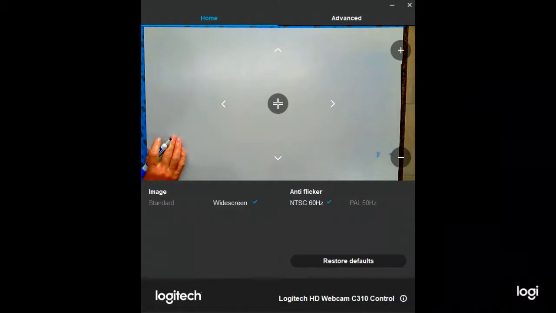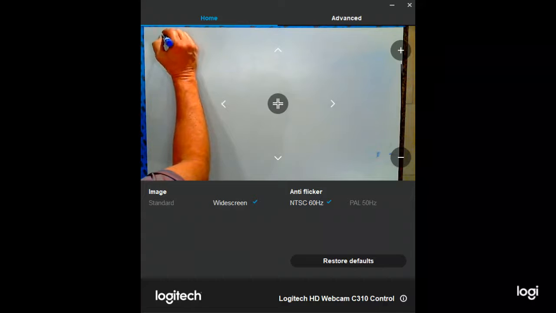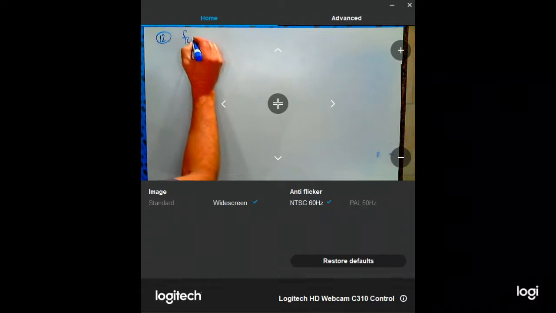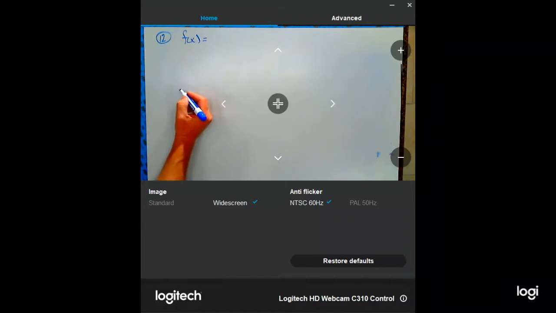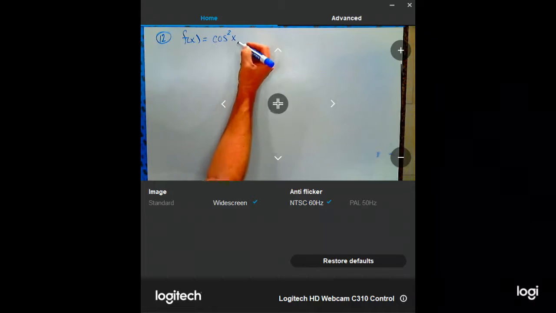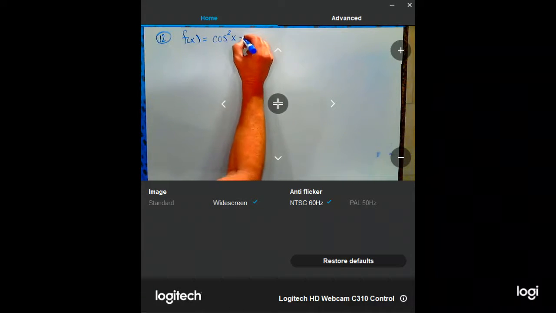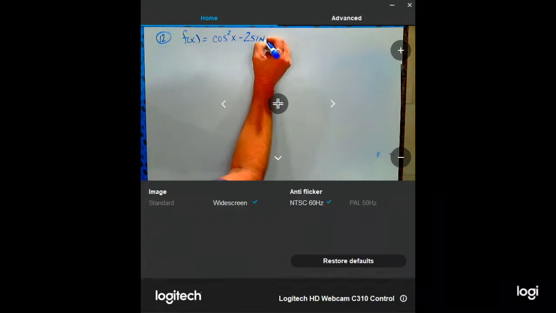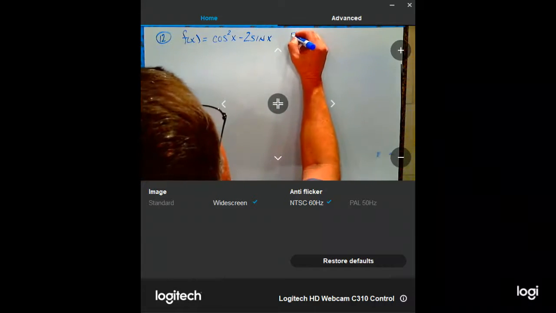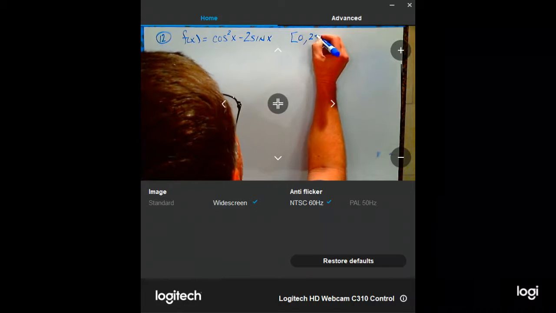So instead of doing that, because everybody loves trig so much, right? Trig's everybody's favorite thing to do. Let's do a function where we have some trig. So we have f of x, and we'll see if we can do trig correctly. f of x equals cosine squared of x minus 2 sine x. And our interval here is the closed interval from 0 to 2 pi.